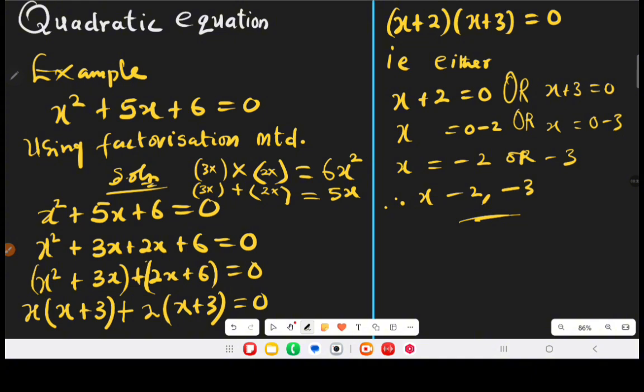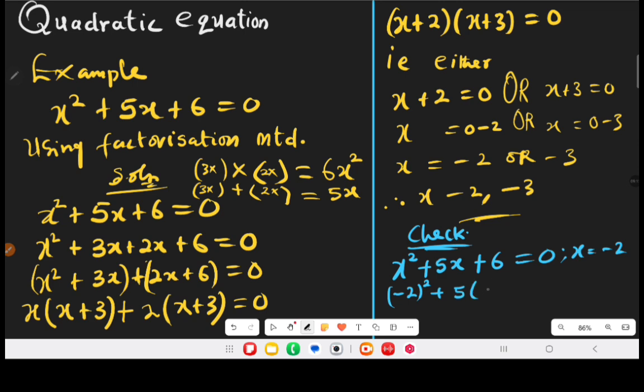Now, to check if our answer is correct, put x equals to minus 2 into the original equation. We write check. We write the original equation, which is x squared plus 5x plus 6 equal to 0. Let's put x equal to minus 2 first and see if our answer will be 0. Minus 2 in place of x all squared plus 5 bracket minus 2 plus 6. Is it equal to 0?